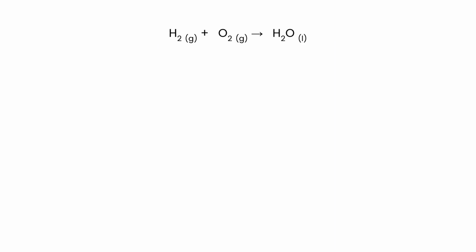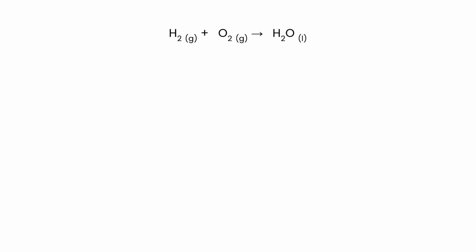Mistake number two is not balancing the equation first. Another very common stoichiometry mistake is using a mole ratio from an equation that isn't balanced. Mole ratios don't come from chemical formulas, they come from the coefficients in balanced equations. So if the equation isn't balanced first, the mole ratio is going to be wrong, and everything after that is going to be wrong too.